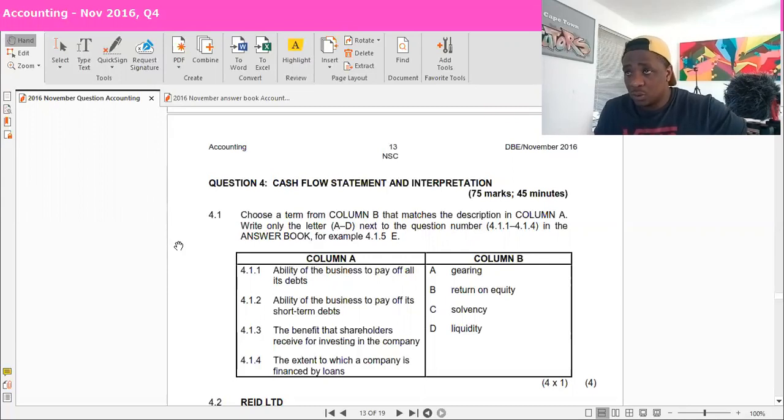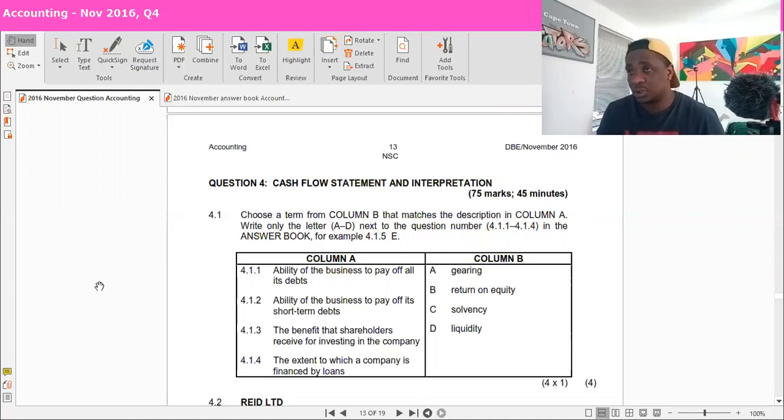So 4.1, the question there is to choose a term from column B that matches the description in column A, and then you write only the letter next to the question number. So we have 4 explanations, and then we have also 4 options to choose from.